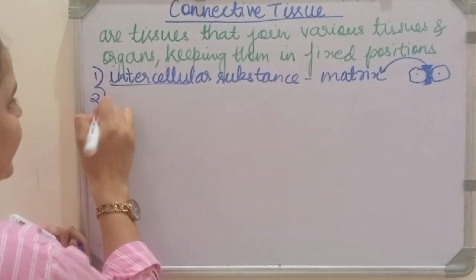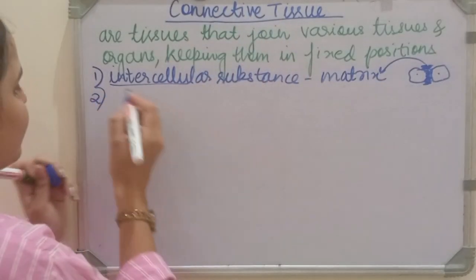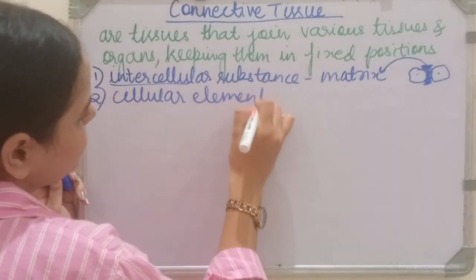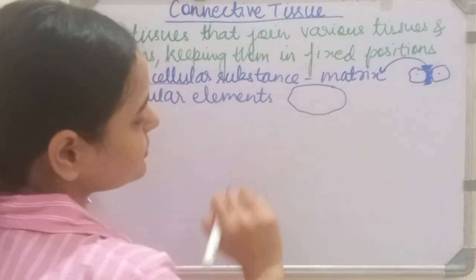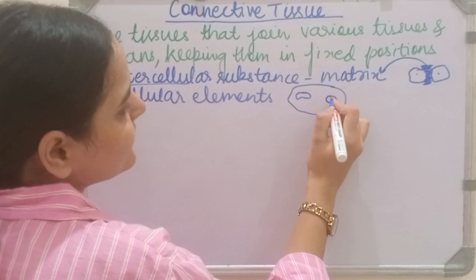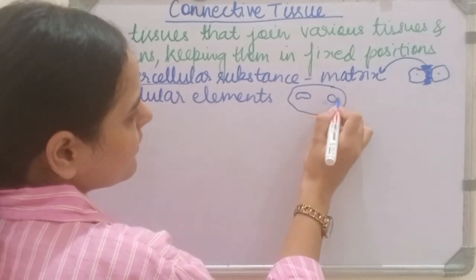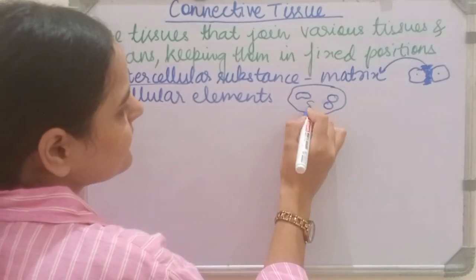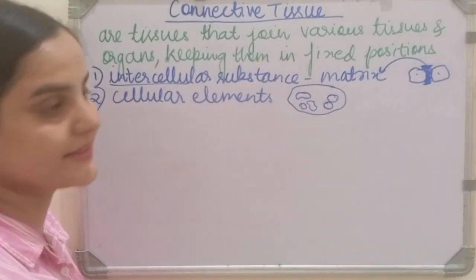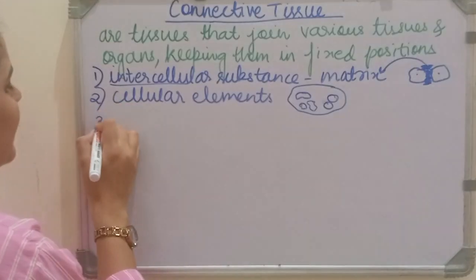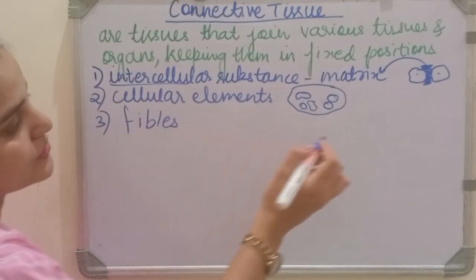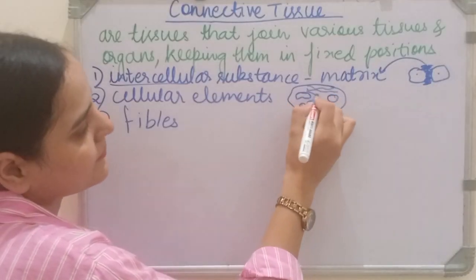Now the next one is presence of cellular elements. Okay, suppose this is a connective tissue. So you will have cellular elements like red blood cells, white blood cells, then you will have platelets. These are the cellular elements which are present in connective tissue. Now, third is presence of fibers. So connective tissue also has fibers in it.